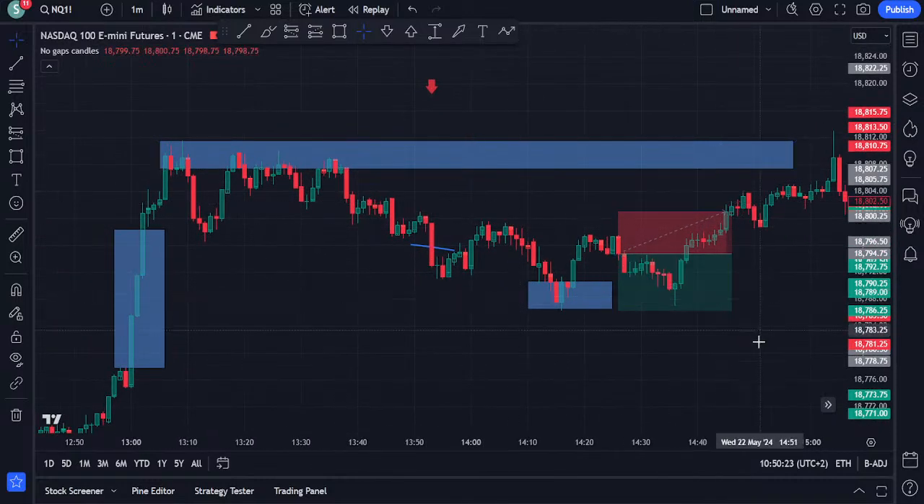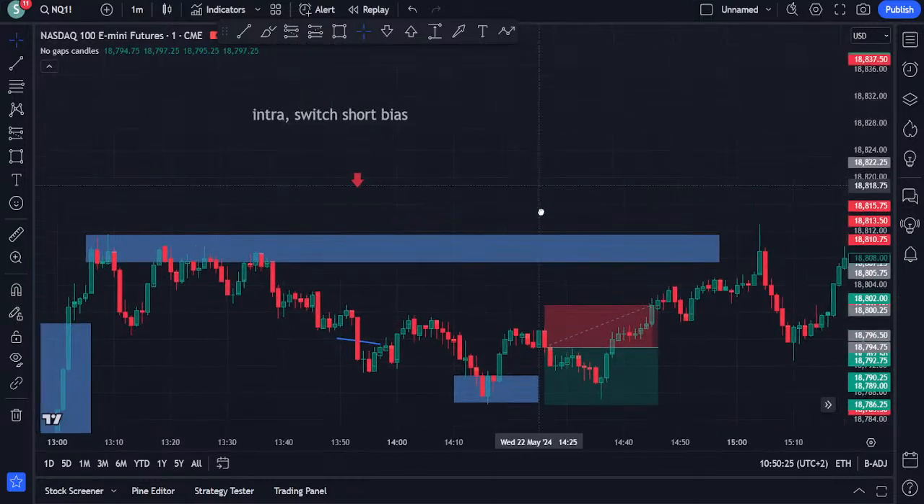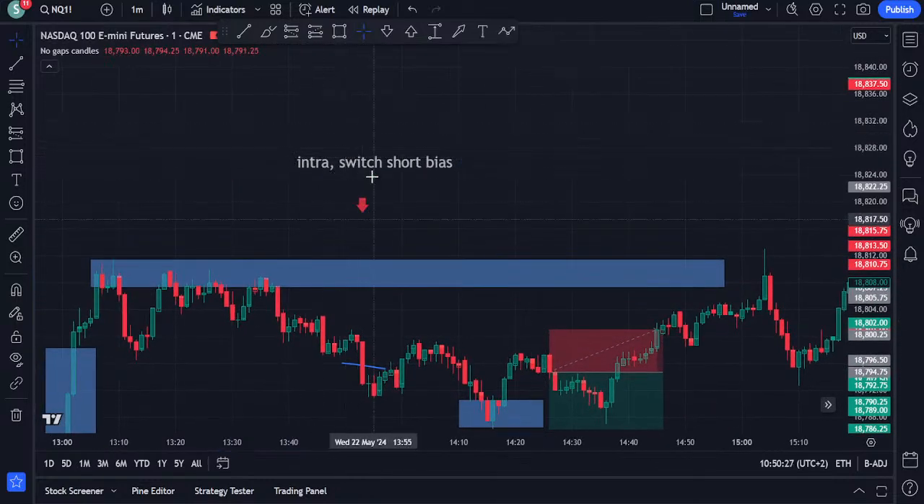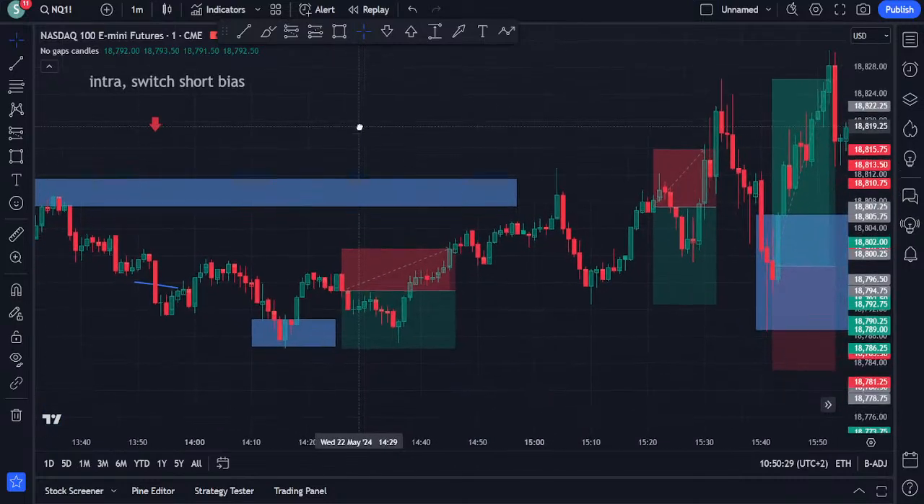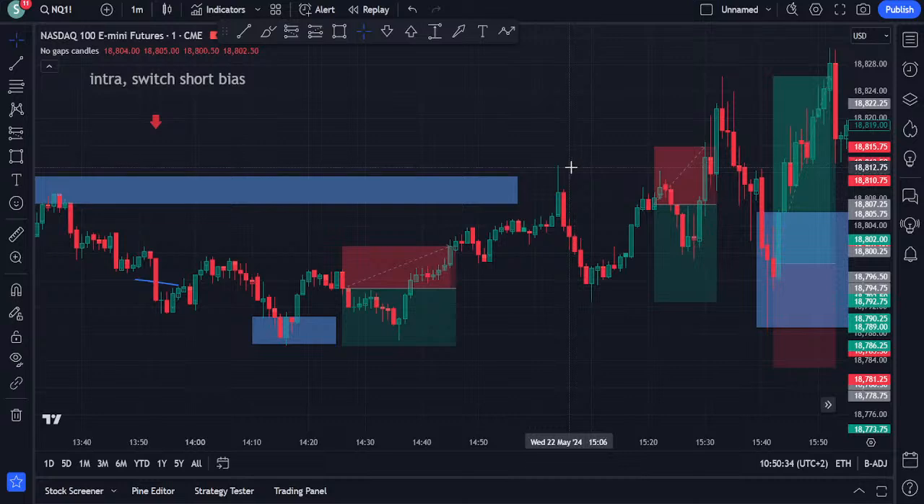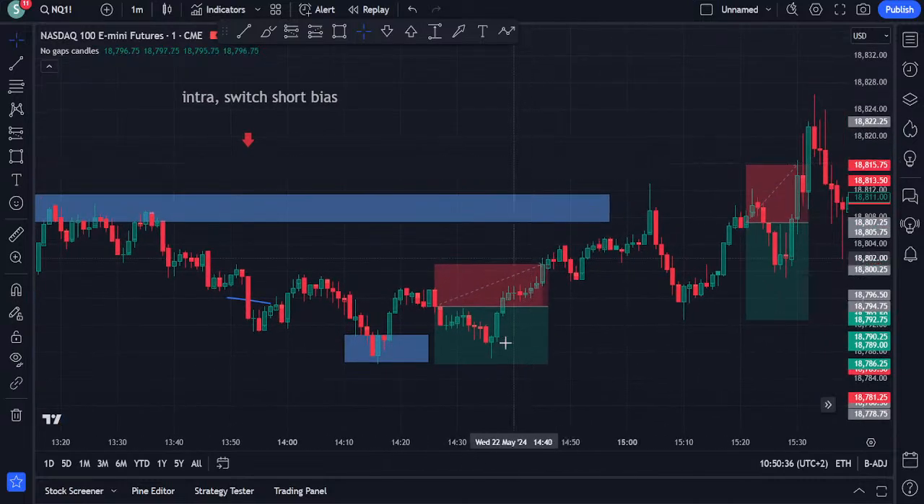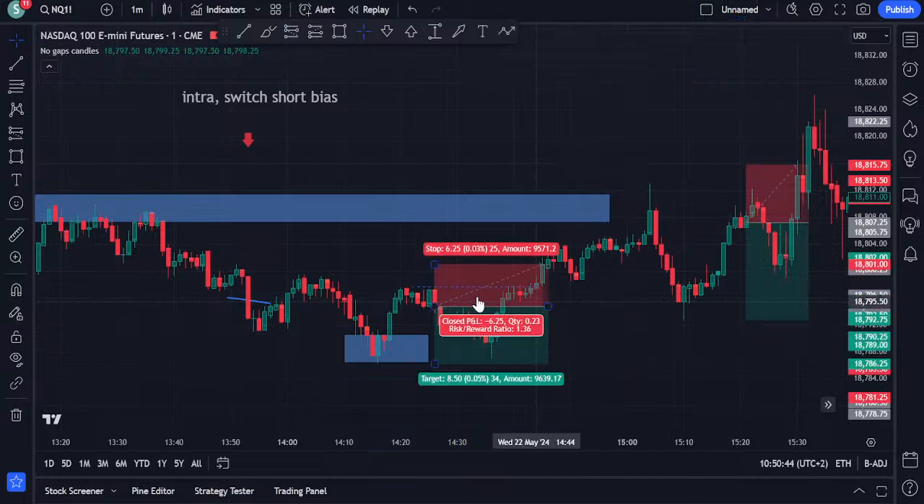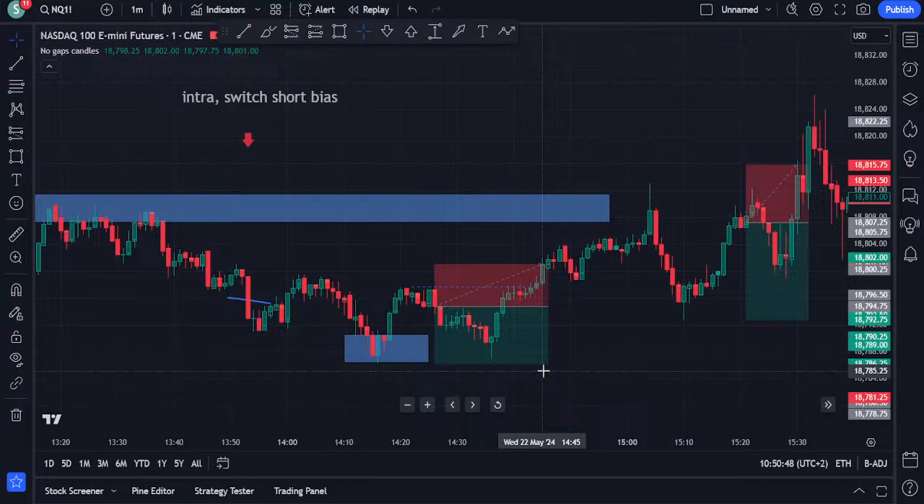Okay, there we are. And now we switch. Remember, switch bias from this bar intra, and now we're back on long again. After this is the low power, lowest area. We are long here. The strength is here.